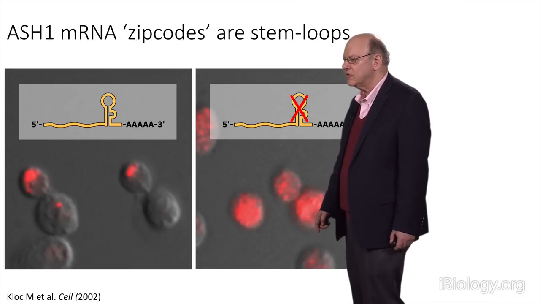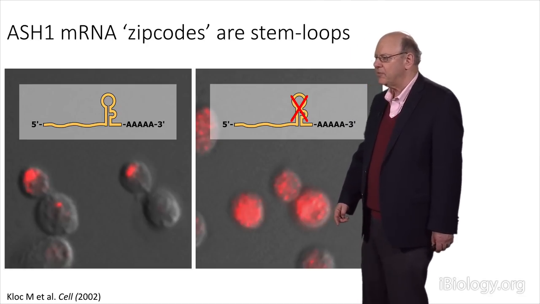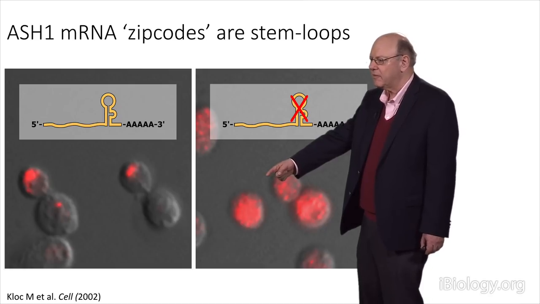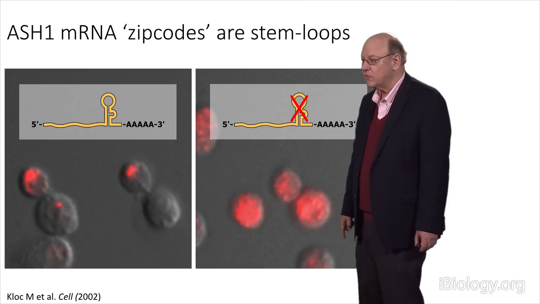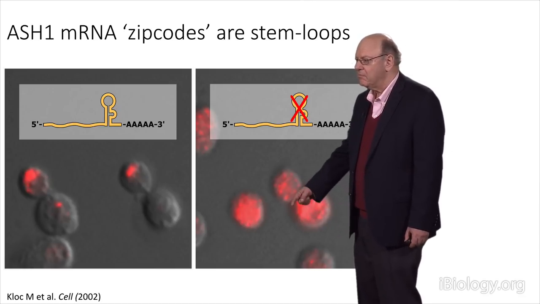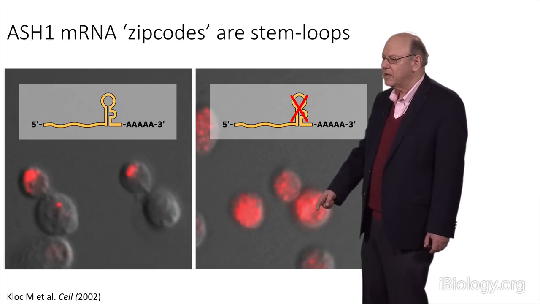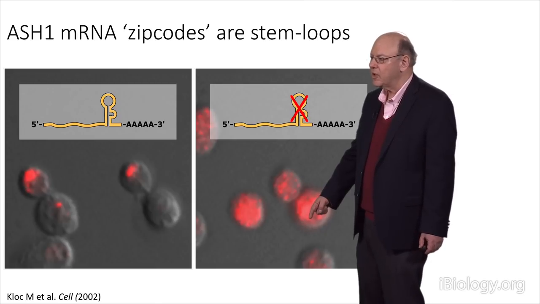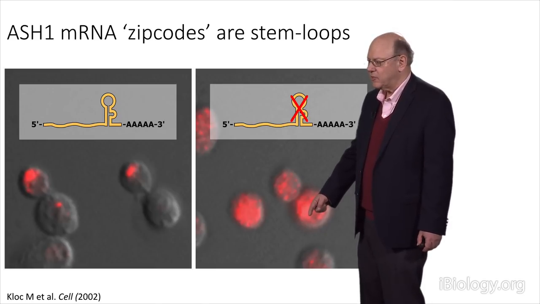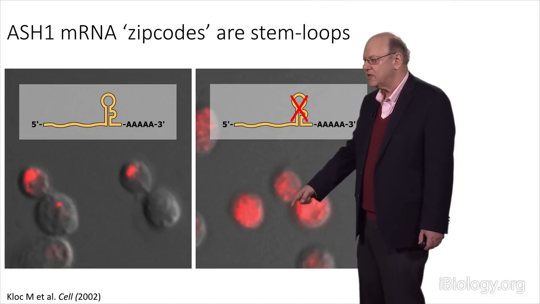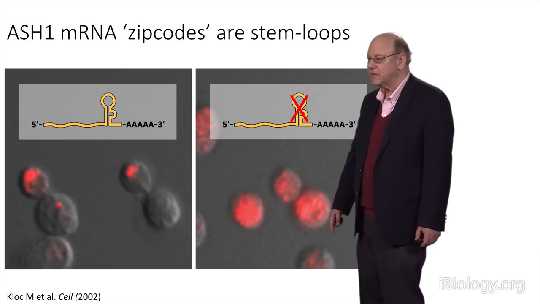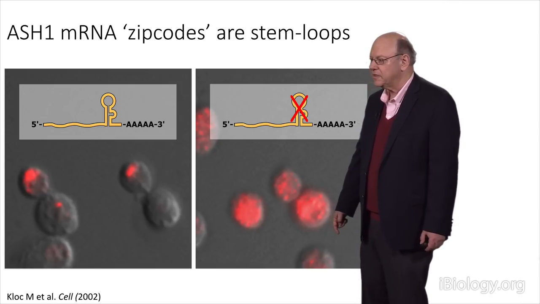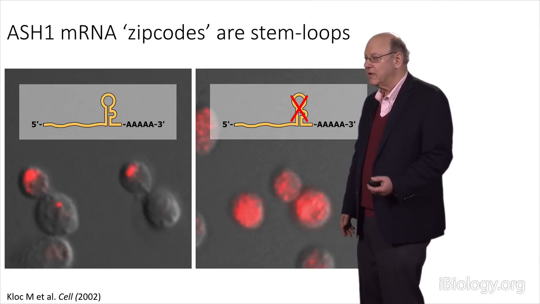We know that these zip codes are stem loops. Here you see a perfect example of the localized ASH1 message in the yeast to the left. You see it's only in the daughter cell. But if you do one mutation in the zip code, in the stem loop, you can see here that the RNA now has no idea where it's supposed to go. And so it now is everywhere. And so these cells are unable to undergo mating type switching and therefore unable to go through sexual reproduction in the next cycle to make a diploid cell. And diploids are important, as you know, in biology.